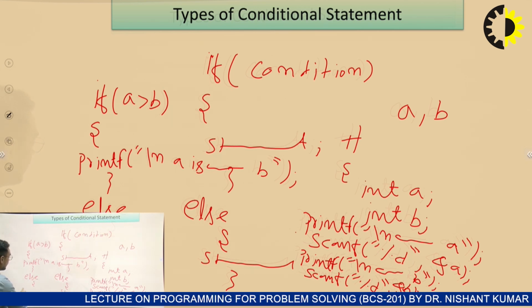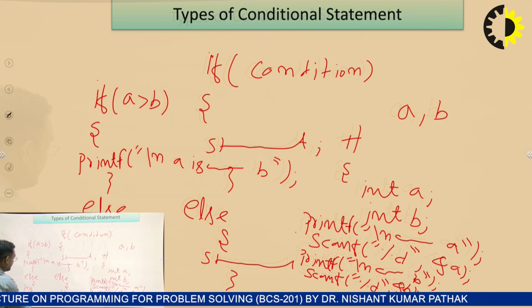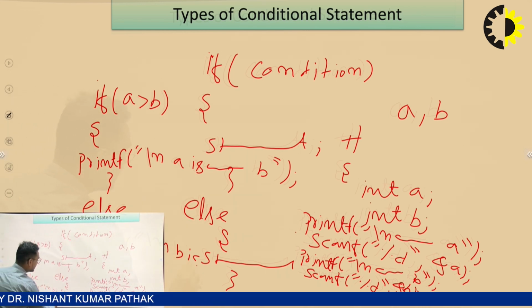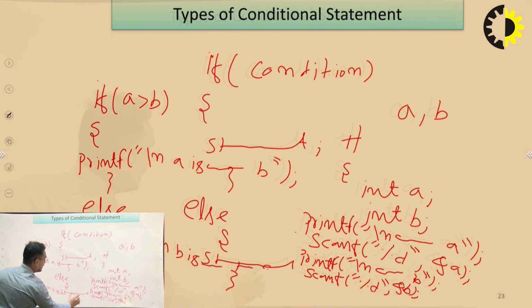Else, now write here what? Printf("\nB is greater than A"); now close this one. Now getch().